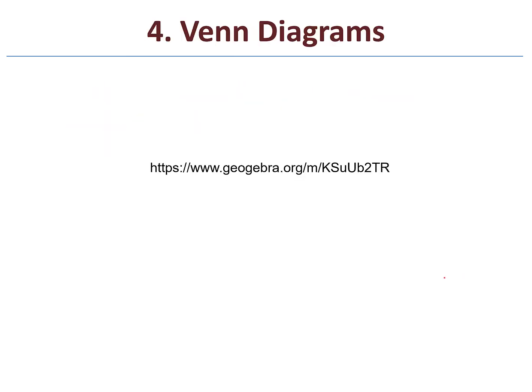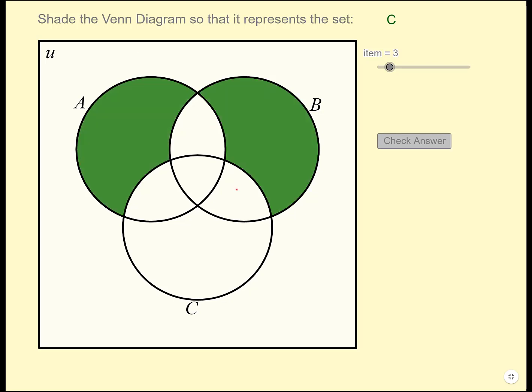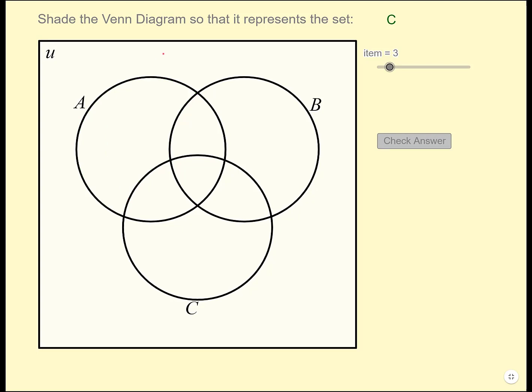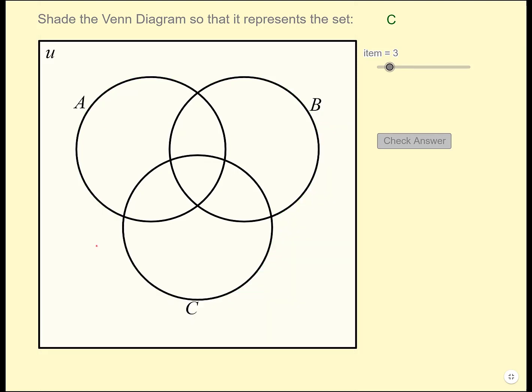Venn diagrams. Venn diagrams are a nice way of visualizing subsets. I will go to this website now. So in this activity, I can click on various portions of the graph and get different subsets of the sets. I can even click on the area outside of all the sets, but still within the universe. So right now it's asking me to shade in what represents set C. So there we go. Those are all the elements that are in set C.